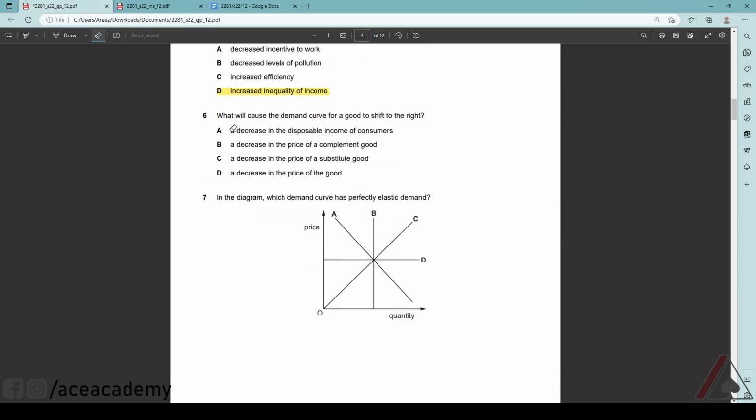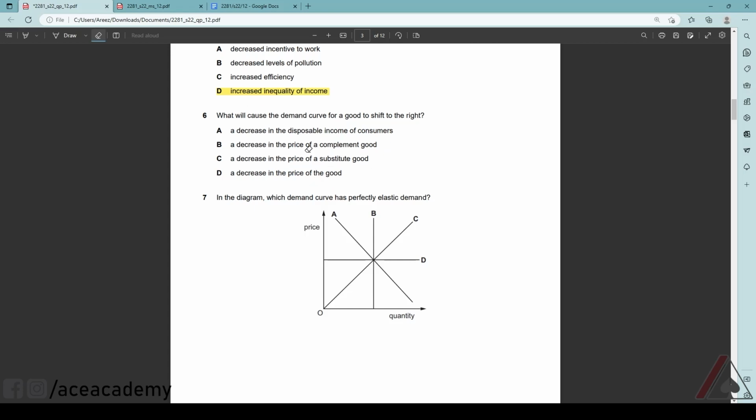Number 6: what will cause the demand curve for a good to shift to the right? All right, this is a very important question because it combines a lot of different components of your syllabus together. It combines the difference between a shift and a movement. It combines the difference between complementary goods and substitute goods. Therefore, to explain this, we want you to have a better understanding of this question.